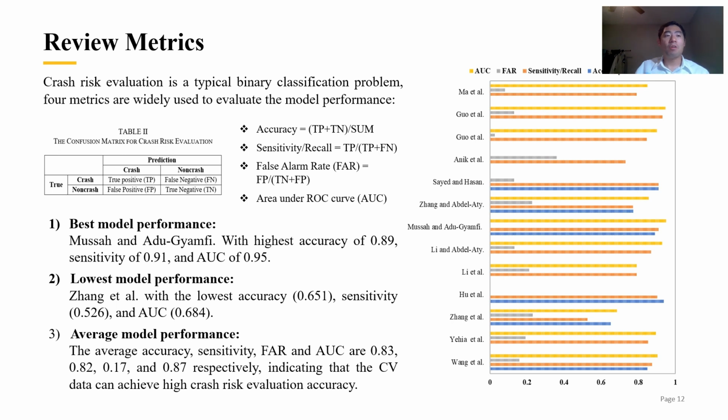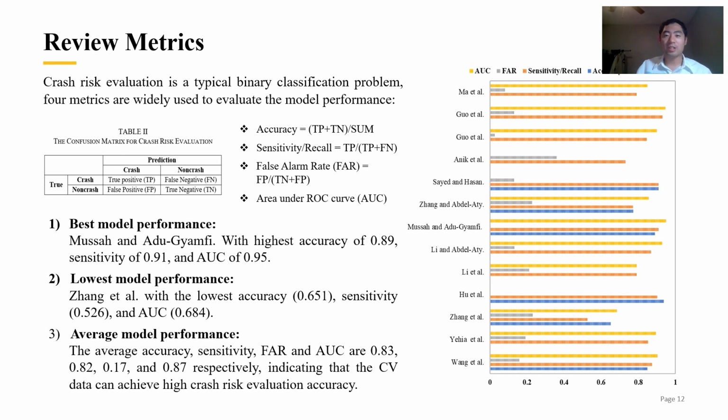We also compiled their model performance using the widely used metrics. Four metrics are used in those studies, for example, accuracy, sensitivity, FAR, and AUC. As we can see, the best model is the Marshall and Arduino graph. They have the highest accuracy, high sensitivity, and AUC. But the worst model was seen in Zhang. They have a very low accuracy, sensitivity, and even AUC.